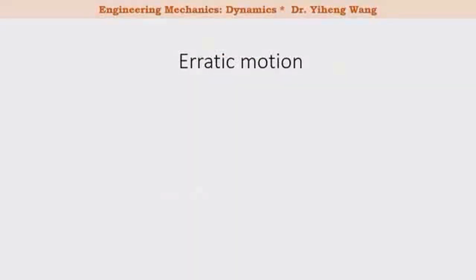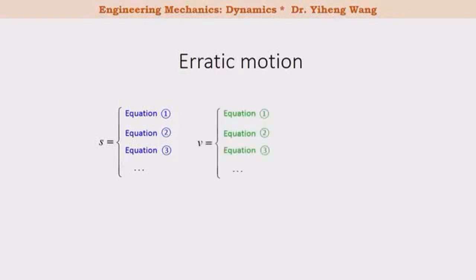And now for erratic motion. It simply means that the position-time dependence cannot be fully characterized by just one equation, but needs to include more than one equation that applies to different time periods. In math, we know that a function like this is called a piecewise function. And chances are the velocity function and the acceleration function are piecewise functions as well. And we also learned in calculus how to graph piecewise functions.